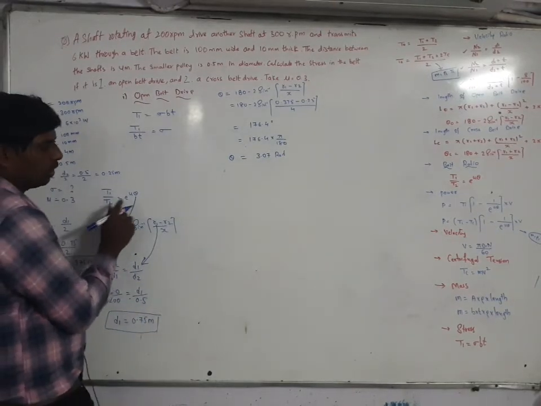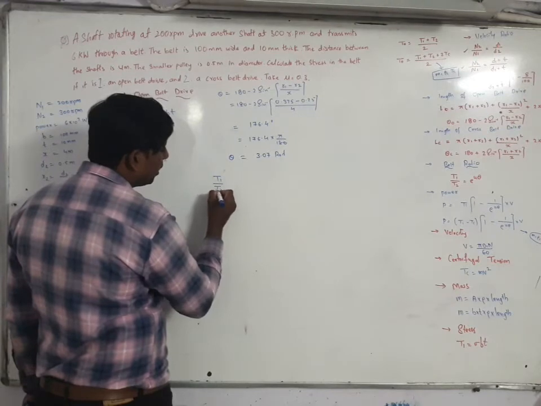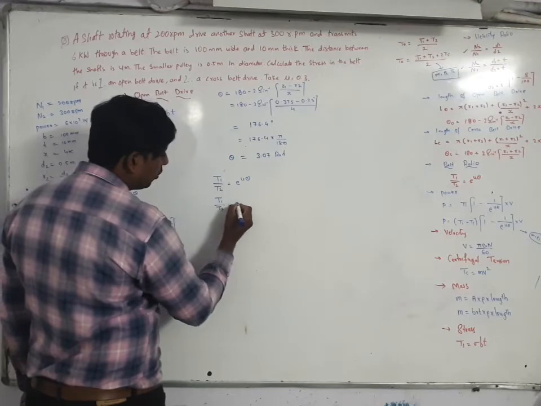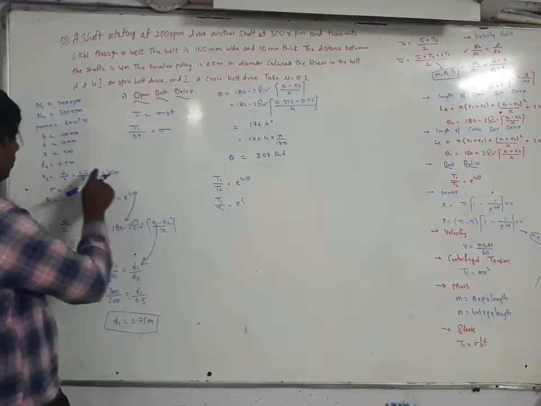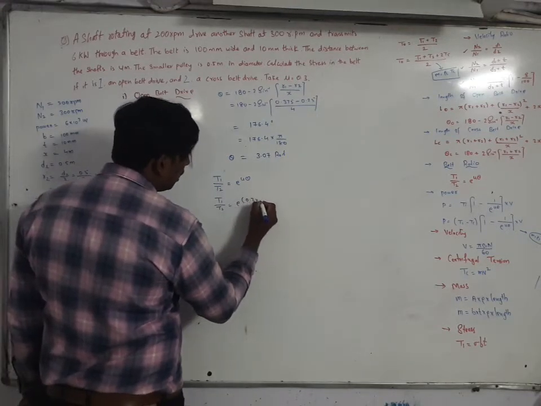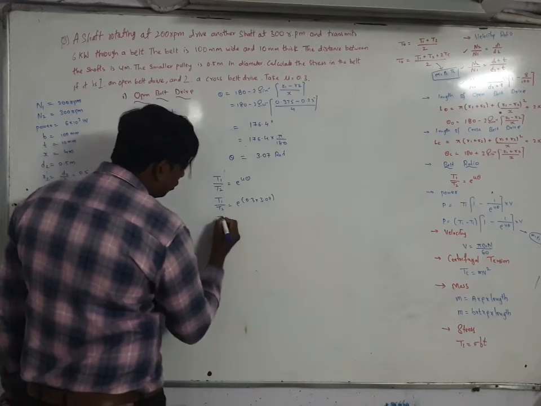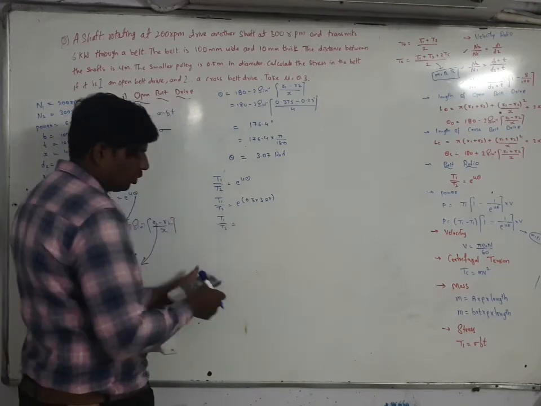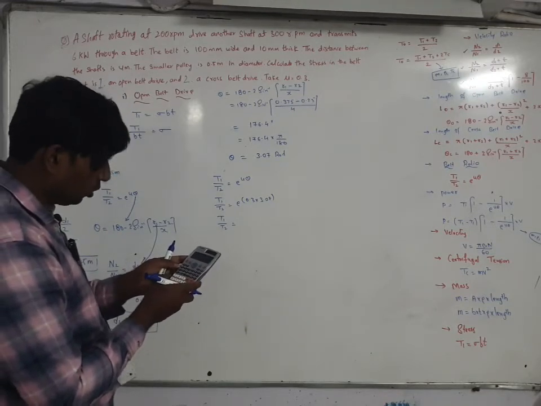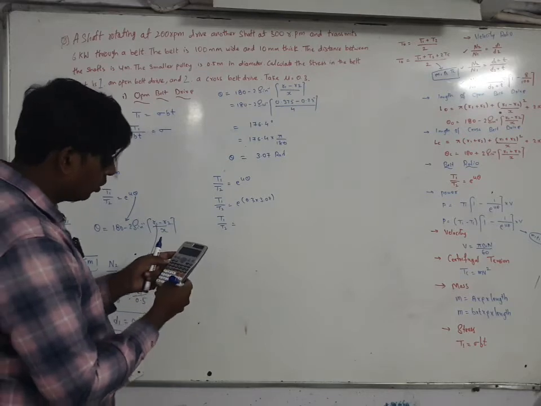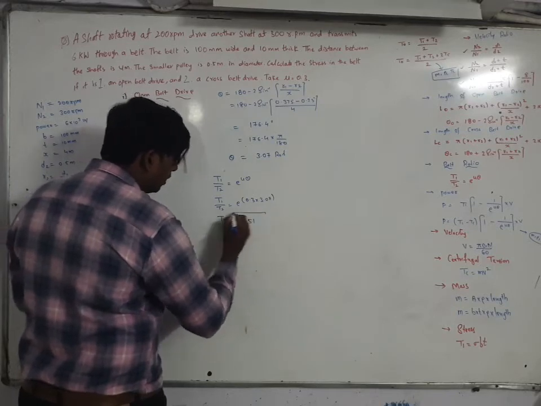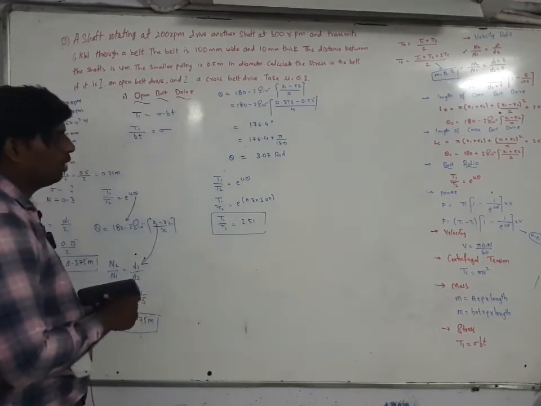Then this theta value you have to substitute here. So T1 by T2 is equal to e to power of mu theta. The mu value is given in your question. How much is it? 0.3. So 0.3 into 3.07. With the help of calci solve this one. The answer should be 2.51. This is the belt ratio.